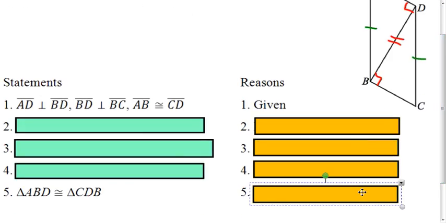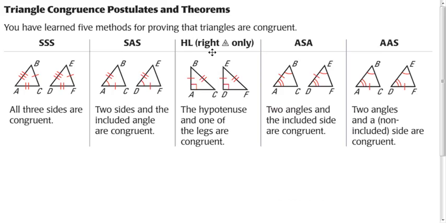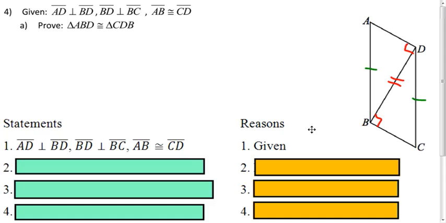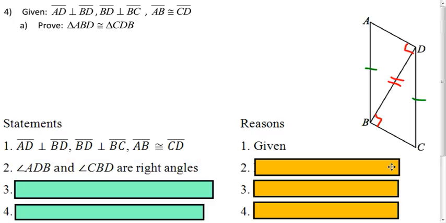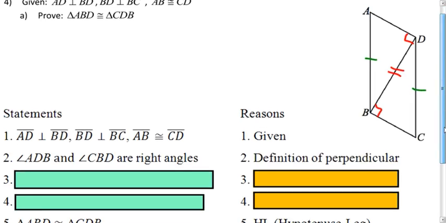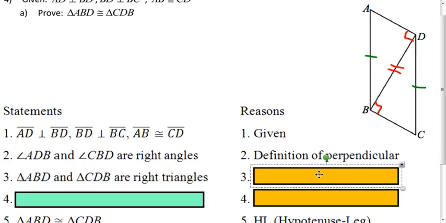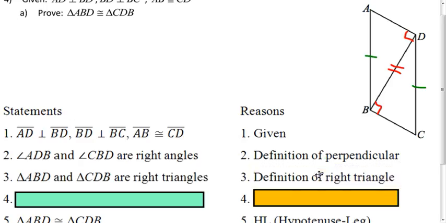So we want to prove this using hypotenuse leg. So to do that, we need to have right triangles. That's one of the pieces of it. And we also need congruent hypotenuses and congruent legs. So what can we say about those angles? We know that they're right angles, and that's by definition of perpendicular. And since we have right angles, we have two right triangles, by definition of a right triangle. A right triangle has a right angle in it.